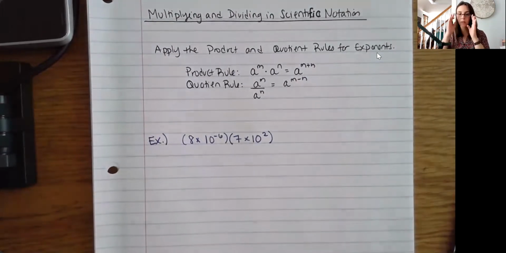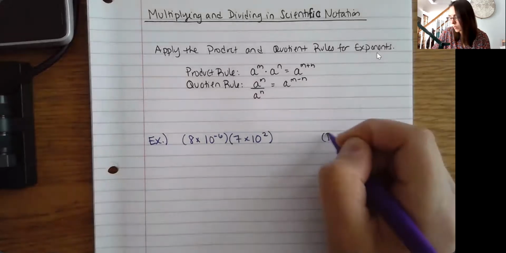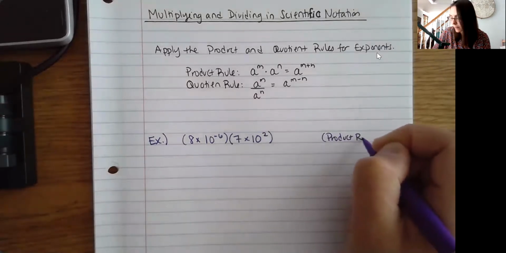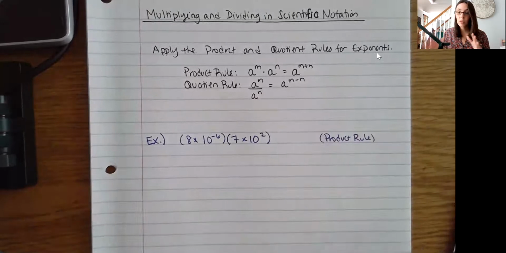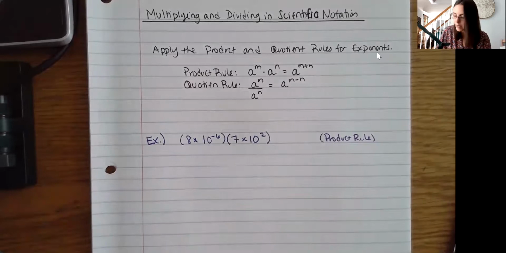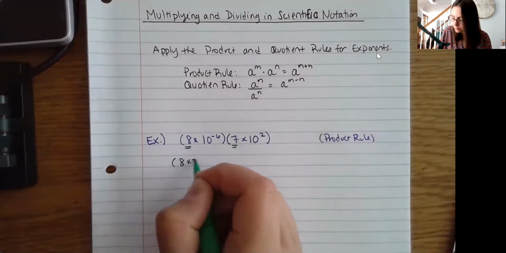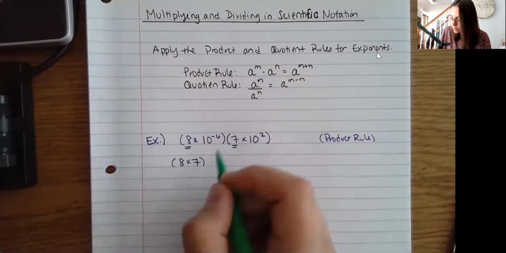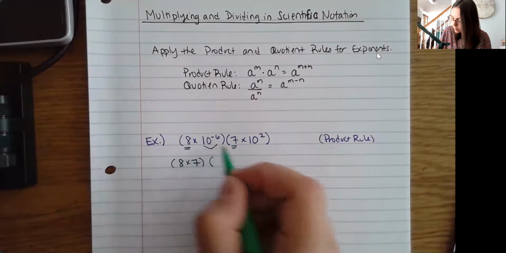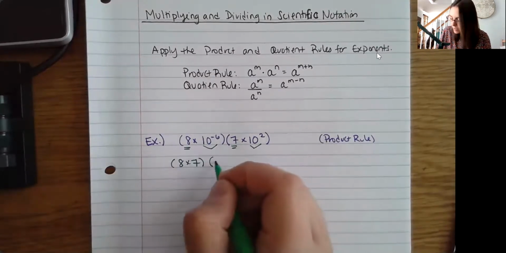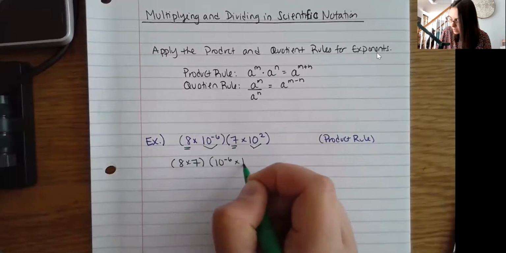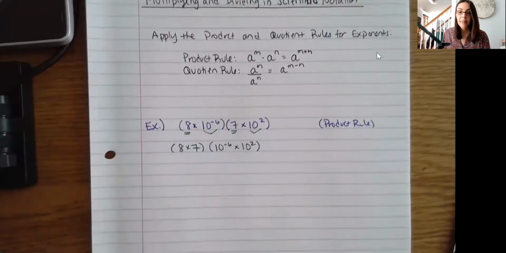So here I have two numbers that are written in scientific notation, and I'm going to go ahead here and apply my rules. Now notice that we're multiplying here, so this is going to end up using the product rule because we're multiplying. Now, if you can do this in your head, that's fine. I like to usually rearrange. So what I'll do is I'll put my numbers together, right? Because 8 and 7 don't have powers or anything like that. So I'm just going to do 8 times 7. And then I'm also going to do my powers. So I have 10 to the negative 6 times 10 squared.